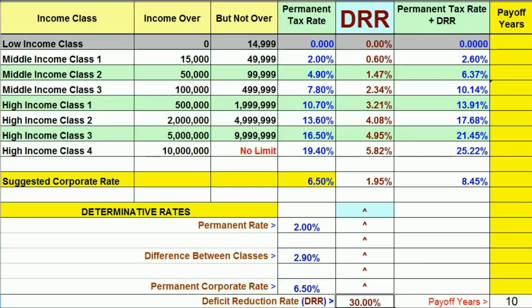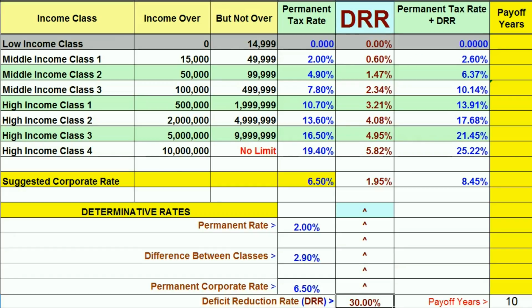As you can see, the FAST tax rate generator consists of 7 columns. The first column is the income class column, which consists of 8 classes, or brackets. These classes are the low-income class, for taxpayers who earn less than $15,000, 3 middle-income classes, and 4 high-income classes.